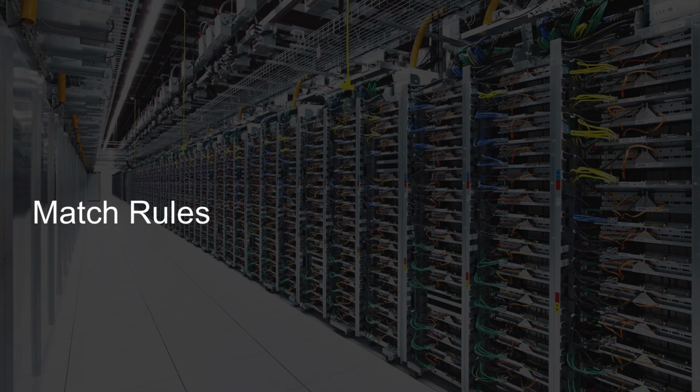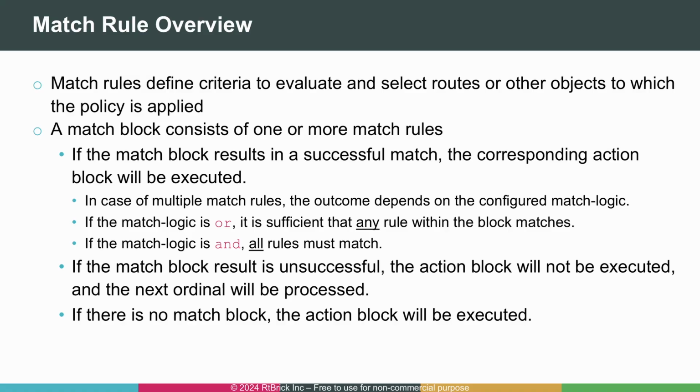Let's now shift our focus to match rules and take a closer look at how they work. We already know that match rules define the criteria used by the policy framework to evaluate routes. If a route meets the conditions in the match rule, then the action we've configured will be applied. Each match block can include 1 or more match rules. If there's just a single rule, it either matches or it doesn't, pretty straightforward. But if there are multiple match rules, the outcome depends on a parameter called the match logic.